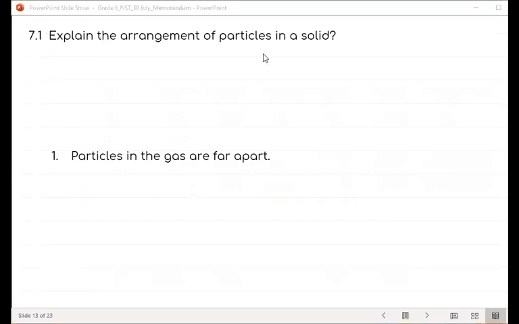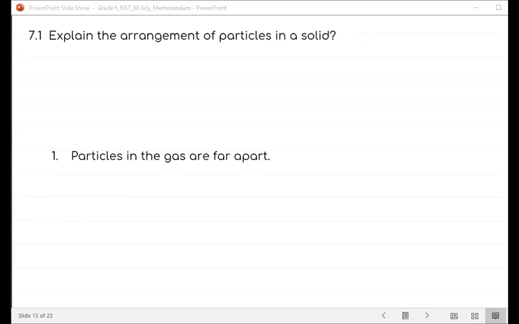Explain the arrangement of particles in a solid. Let's see the hands. I'm just going to check for someone who hasn't answered me. Nomatemba, I haven't heard from Nomatemba this morning. Ma'am, they are all linked together. Okay, so they are all linked together. So remember, question 7.1 was 2 marks, so you had to mention 2 things. What else? I don't know the other one. You don't know the other one. Okay, no problem. Thank you very much for sharing.